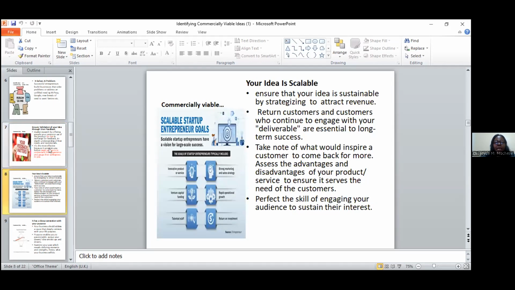And then we are talking about whether your idea is scalable, that it can grow. For instance, can customers continue coming back to ask for the same service, or can they come back to buy? So take note of what would inspire a customer to come back for more. Assess the disadvantages and advantages of your product so that you can ensure it serves the needs of the customers.